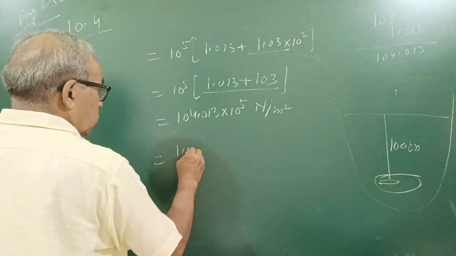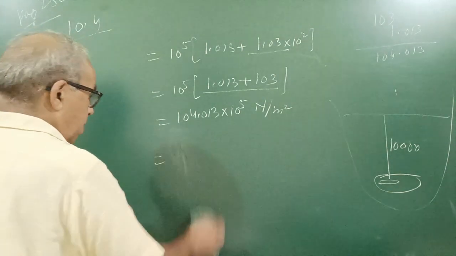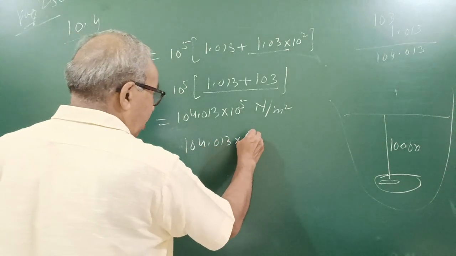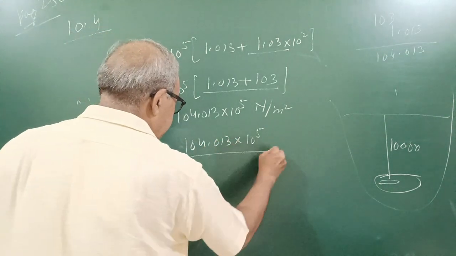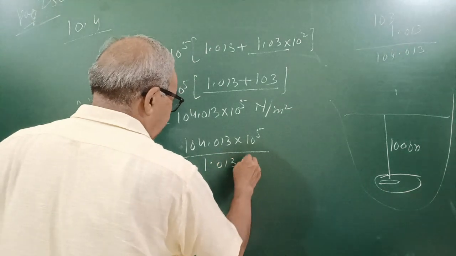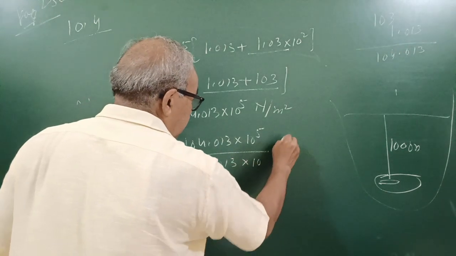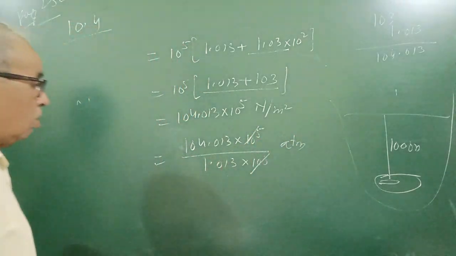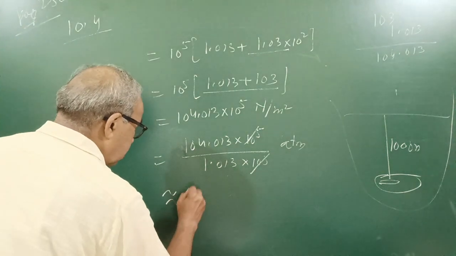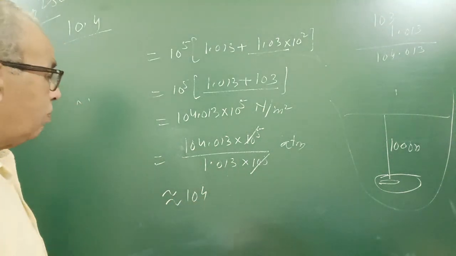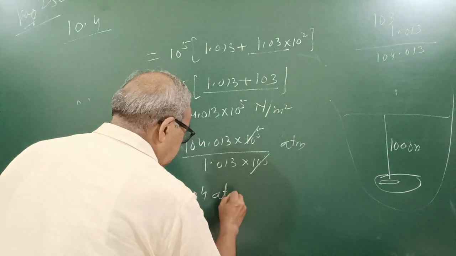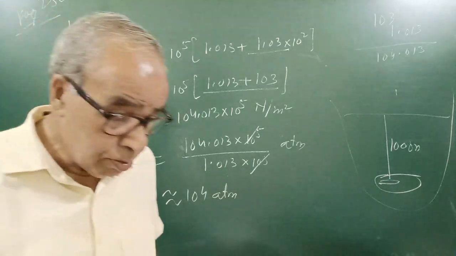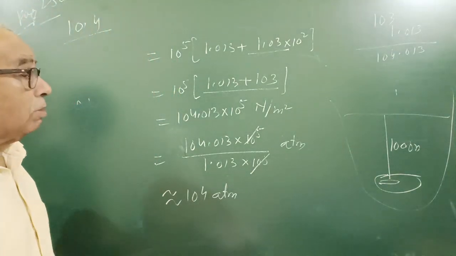How? 104.013 × 10^5 upon 1.013 × 10^5 ATM. Now it becomes ATM. The powers cancel. So it is nearly 104 ATM. What is this? Absolute pressure at the depth of 1000 meters.